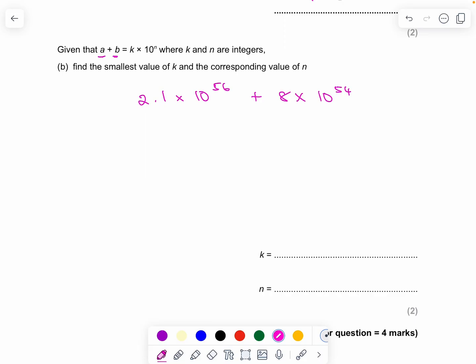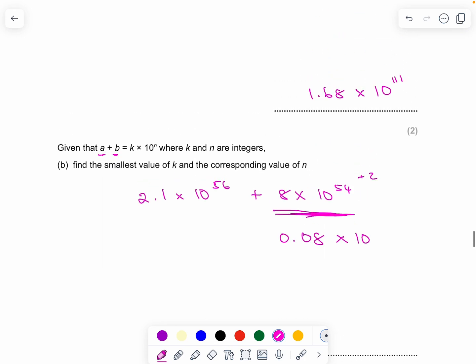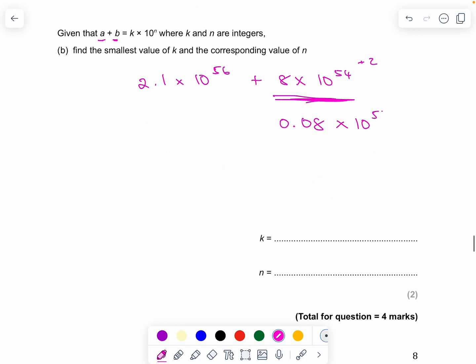No one does. So I'm going to move the decimal point twice so that it becomes 0.08 times 10 to the, and add on 2 here. So it becomes times 10 to the power of 56. Then I can just add them as normal. So I can do 2.1 plus 0.08, which gives me 2.18. So it's 2.18 times 10 to the power of 56.